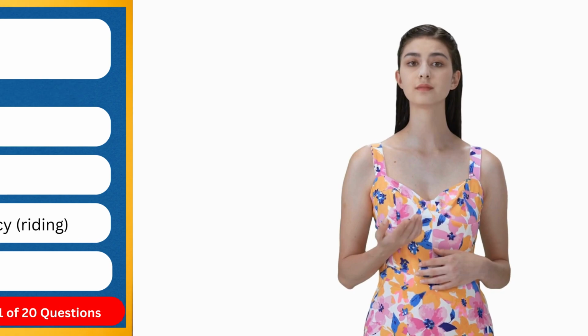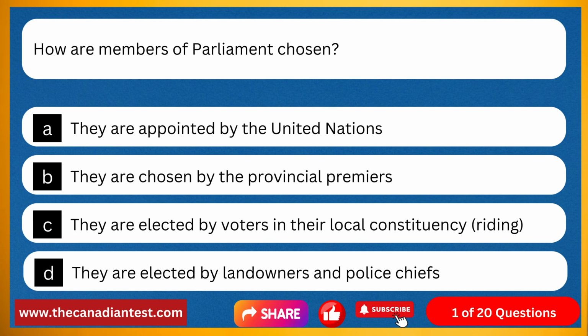Let's get started. Question 1. How are members of Parliament chosen? Option A. They are appointed by the United Nations. Option B. They are chosen by the provincial premiers. Option C. They are elected by voters in their local constituency riding. Option D. They are elected by landowners and police chiefs.